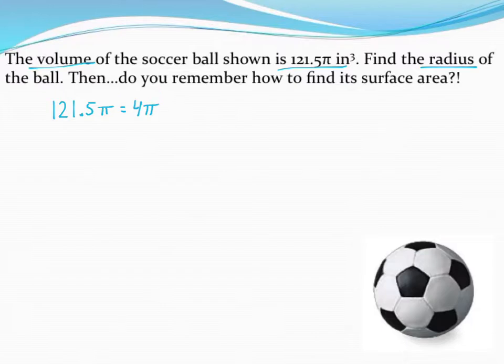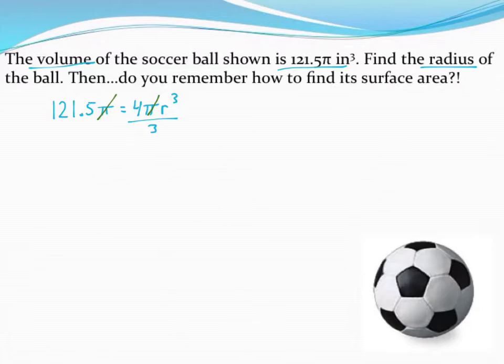So to find the volume of a sphere, that formula was 4 pi r cubed and then divided by 3. This is the formula I need to work backwards from. What's nice when they give you the exact volume is we can just cross the pi out right away on both sides. If they didn't give me pi, I'd have to divide by 3.14. So what's left then?